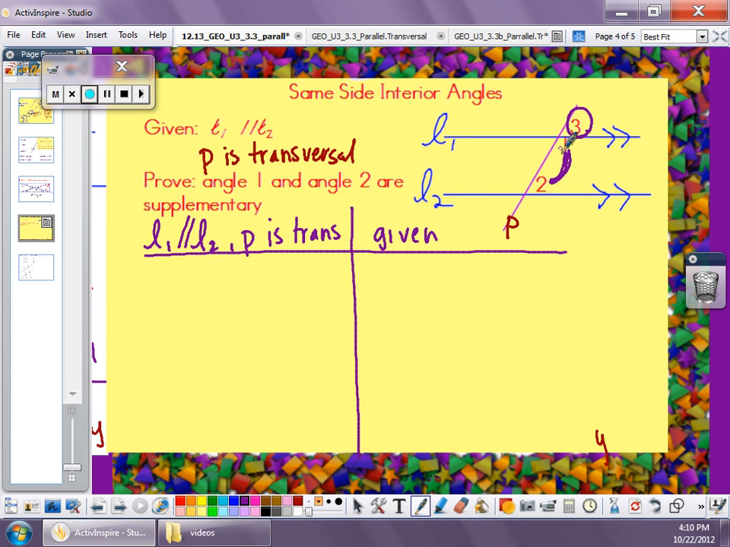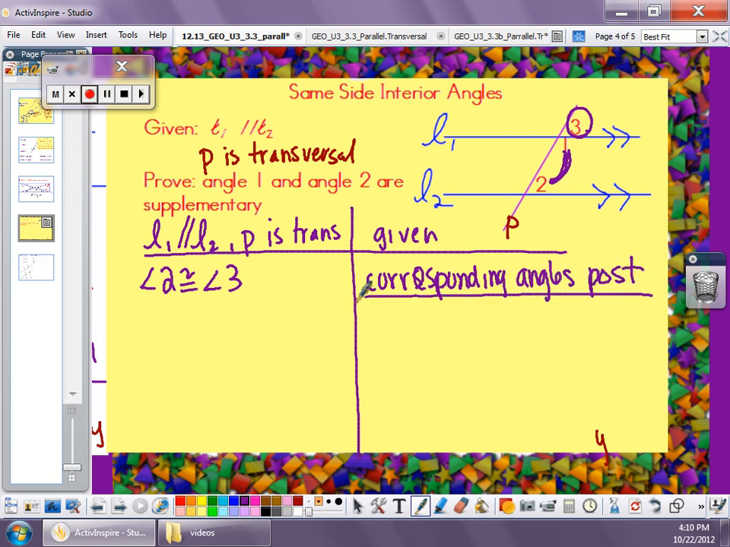So let's get started. I will say that angle 2 is congruent to angle 3. Why am I going to say that? I'm saying that because they're corresponding angles. And that is a postulate. Now, one quick thing. When we talk about the things being supplementary, they have to add up to 180 degrees. And if we're going to be adding things, it's equal to 180 degrees. Right now I'm dealing with the congruent sign. So in parentheses, I'm going to say the measure of angle 2 is equal to the measure of angle 3.